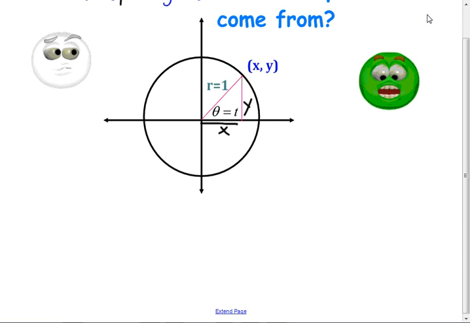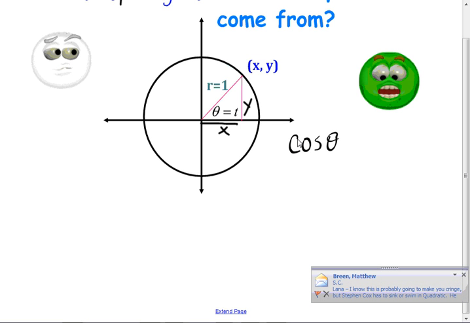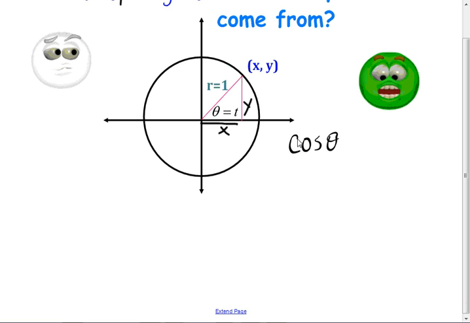Okay. Look at the circle. Okay, guys? What is the cosine of theta equal to? Now, you guys, this is a free response question on the exam. So what I'm doing is previewing polars, parametrics, and vectors. They're all tied together. They're all very similar.